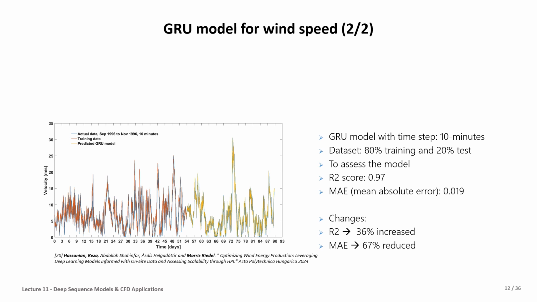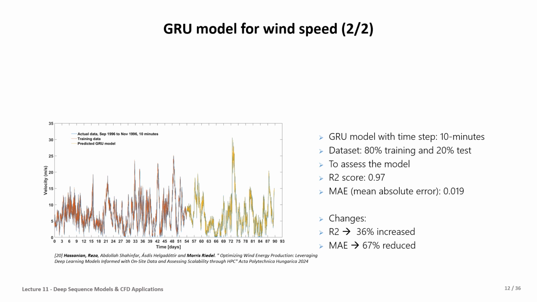When we try to improve it, we use the data with a 10 minute time step. That means the training data has a small time step. The data set is 80% for training and 20% for test. The estimate of the model shows the R squared increased to 0.97 and the mean absolute error reduced to 0.019. The R2 increased by 36% and the mean absolute error is 67% reduced.